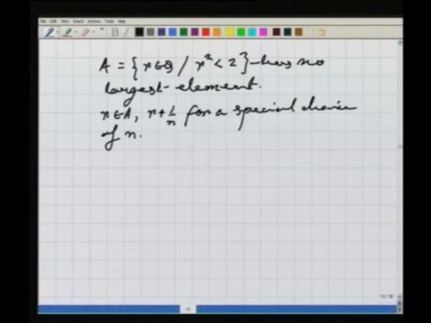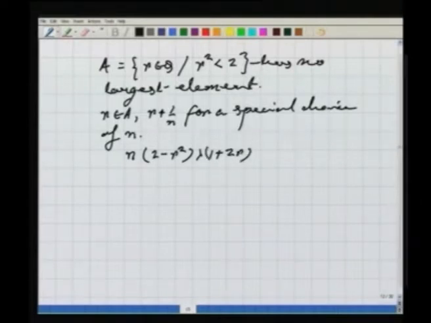And what kind of n have I actually chosen? Well, I had chosen an n which has the property that n times (2 minus r square) is strictly bigger than 1 plus twice r. Since everything is rational here, 2 minus r square and 1 plus 2r, I could manage some such n. But now I want to generalize it.